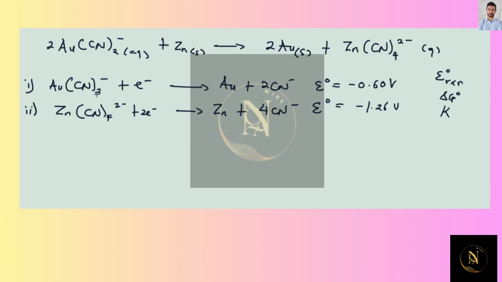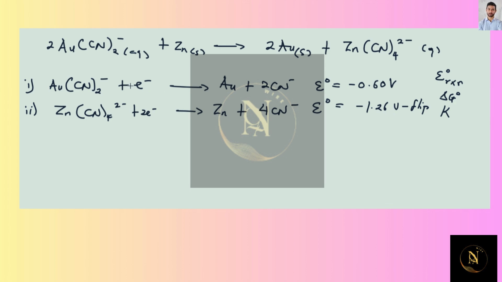Au(CN)2 minus is on the reactant side here. It's on the reactant side in the equation. So this equation is fine. Zn(CN)4 2 minus is on the product side, but it's on the reactant side here. So we have to flip this equation. So flipping this equation will make it look okay.